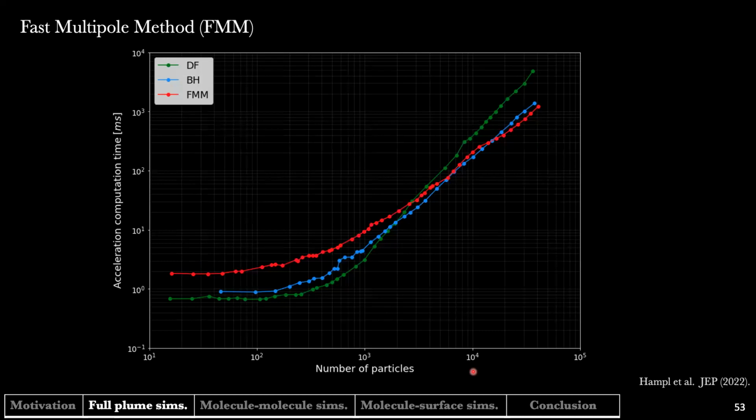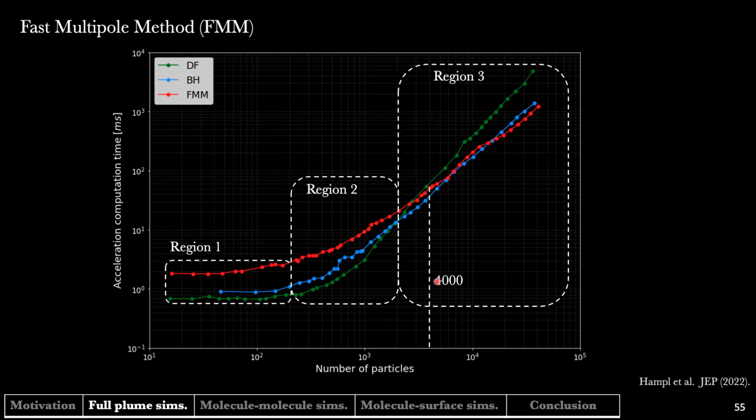can be explained with this graph here. So Hempel et al. showed in this graph the computation time versus the number of particles for the direct force in green, Barnes-Hut in blue, and FMM in red. And they showed that the FMM and the Barnes-Hut start being faster than the direct force starting from 4,000 particles.